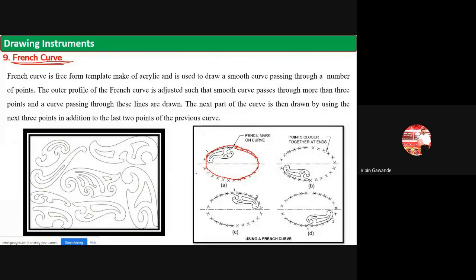So French curves are used for joining all the locus of the points. Whatever points we got, we can join using this French curve. Okay, so this is required. I have given you this in the drawing instruments, so you have to purchase this French curve. We require this for our unit number 3.